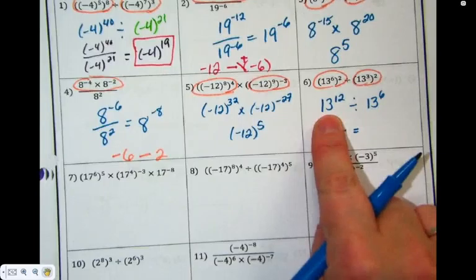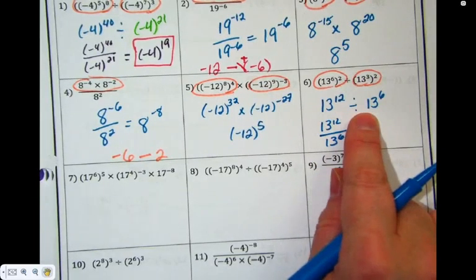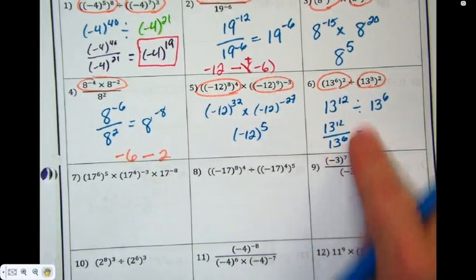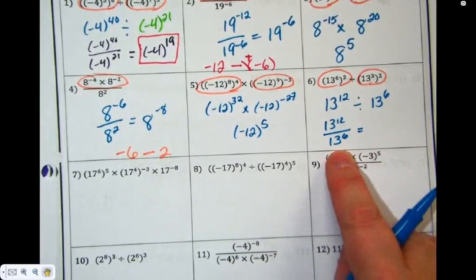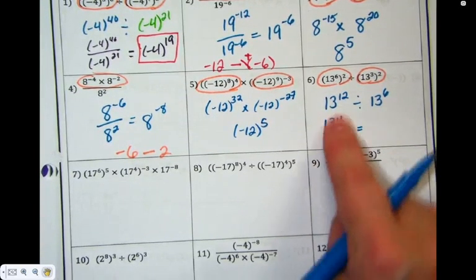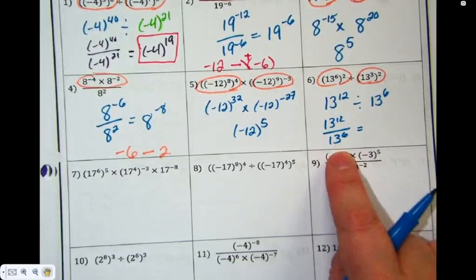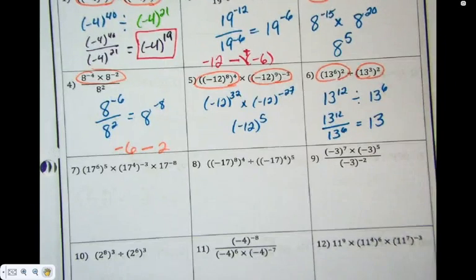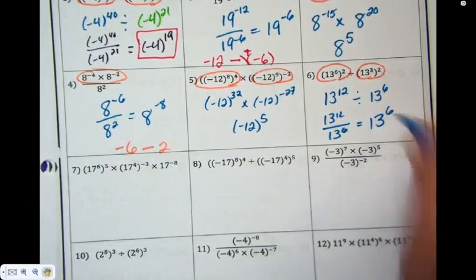First half gave me 13 to the 12. Second gave me 13 to the 6. I choose to stack them. If your brain doesn't need to stack them, don't. It's completely up to you. If we're doing division, we end up subtracting. So we get 13 to the 6.